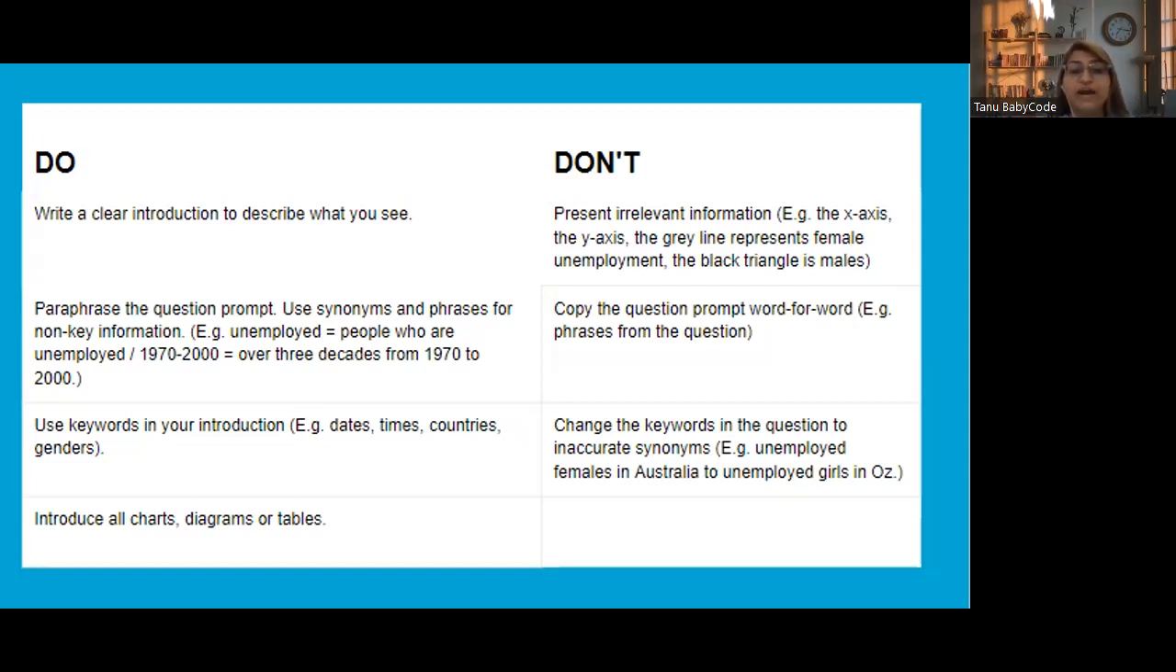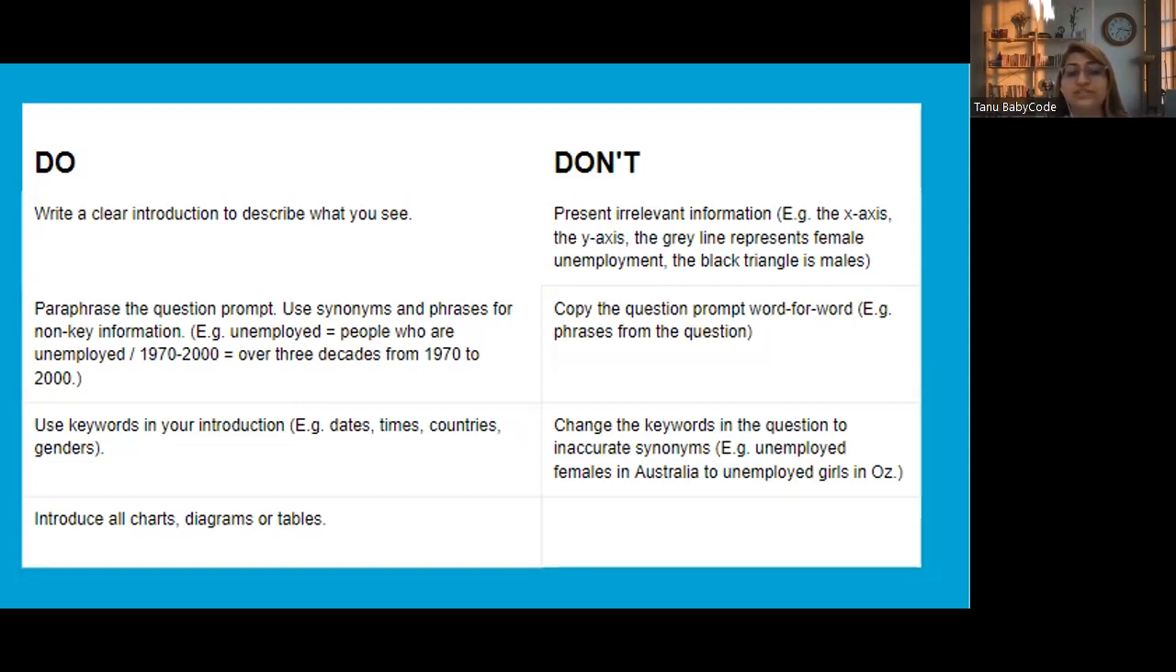Second, do paraphrase the question prompt. You have to paraphrase it correctly. You can use synonyms and paraphrase for non-key information also. For example, unemployed people, people who are unemployed; 1970 to 2000, you can write three decades, right? Don't copy the question prompt word for word. Do not copy the same thing. Paraphrase your question.